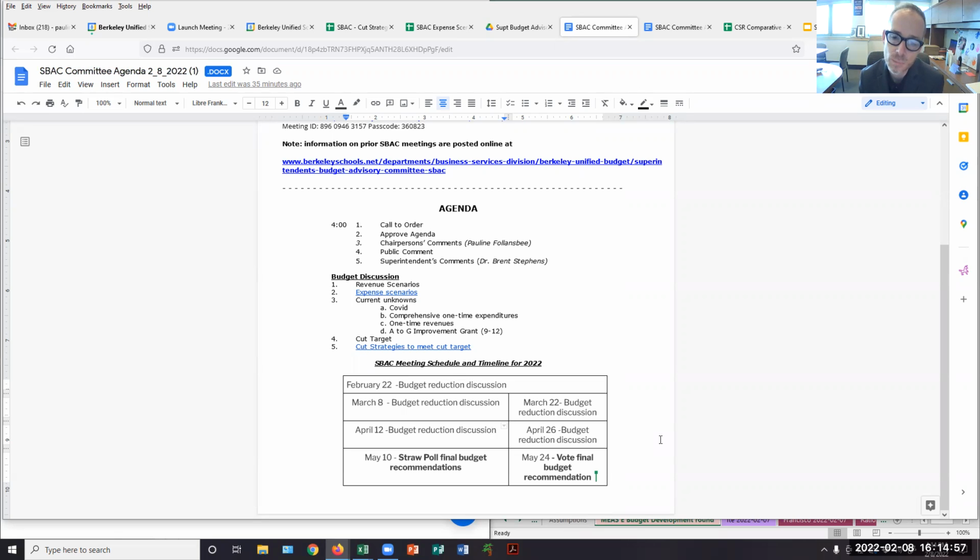We're going to talk about expenses. We'll talk about new revenue that we haven't quite defined yet. Then we're going to talk about a cut target and how we get to that cut target. That's the trajectory for today, and in fact, that's going to be the trajectory for the next couple of meetings as we get closer and closer to, ultimately, a budget recommendation that we'll bring to you in May and bring to the board shortly thereafter. So with that, I'm going to turn it right back to our competent chairperson, and we'll start up the agenda.